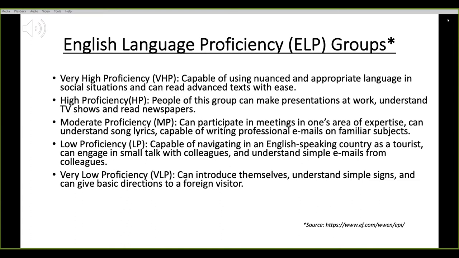In the low proficiency group, people are capable of navigating in an English-speaking country. They can engage in small talk with colleagues and can understand simple emails. The very low proficiency group represents people who can only introduce themselves, can understand simple signs, and can only give basic directions to a foreign visitor.